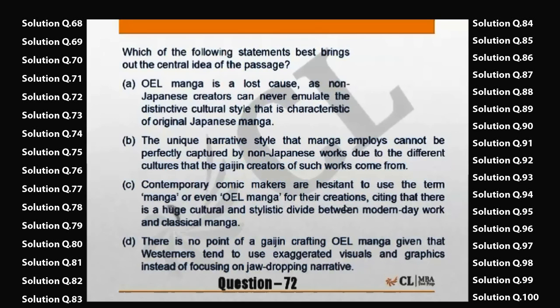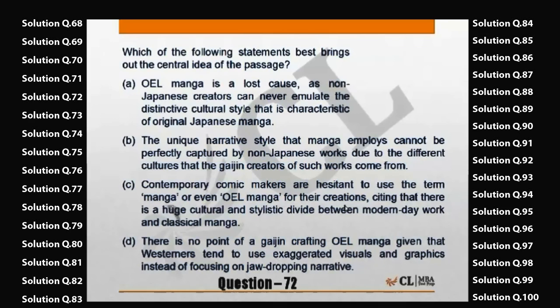Option D again is not supported by the passage, or we cannot choose option D as the answer, as the theme, since it is kind of a judgmental option. If you were to read it, it says there is no point of a gaijin creating OEL manga. So there itself lies my point that it's a judgmental option. You would not go with it, that there is no point of gaijin. This is again something that the passage does not say.